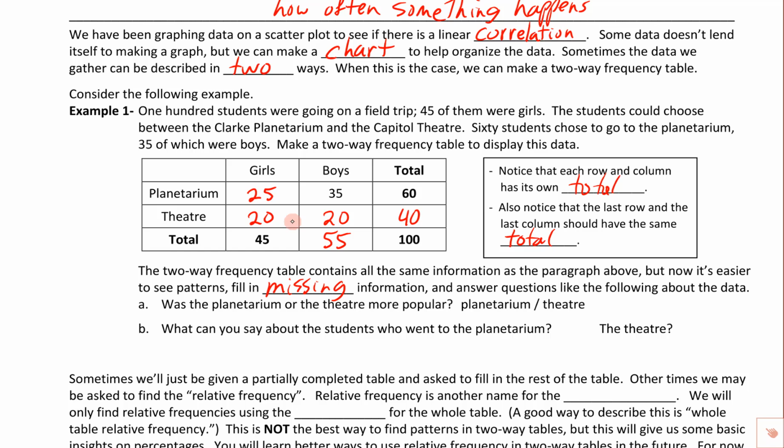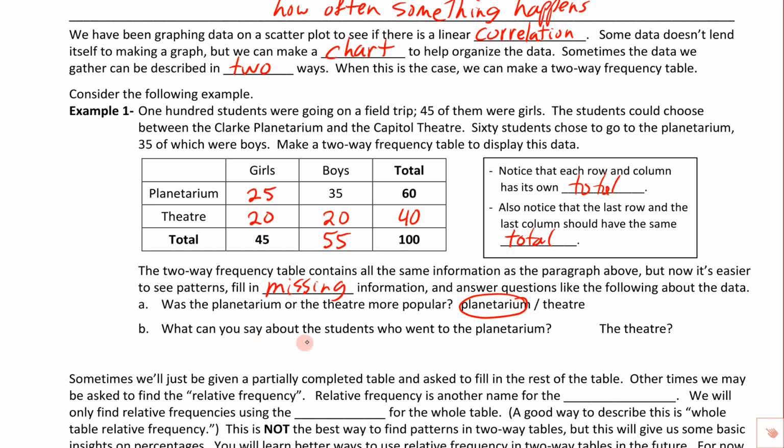Now let's take a look at the questions and see what we've got here. It says, was the planetarium or the theater more popular? So let's take a look here. Here's the planetarium, and here's the theater. So what we really want to look at is we just want to look at the total. It doesn't matter whether they're boys or girls. We just want to know which one was more popular. The planetarium had 100 kids that went to that, and the theater only had 40. So the planetarium was more popular.